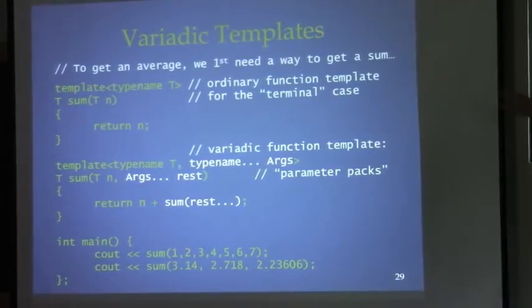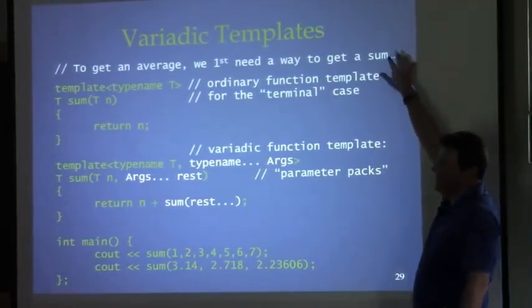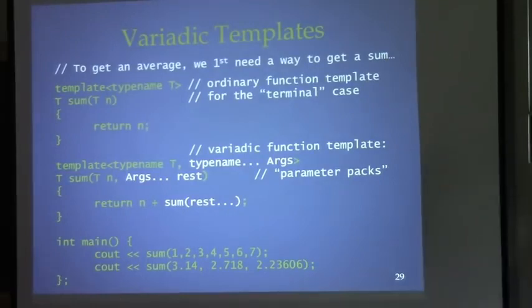Well, to get an average, we have to start with the ability to get a sum. So we're going to look at how the variadic template mechanism can be used to compute the sum of an arbitrary number of values. As it turns out, they don't even have to be the same type. This slide doesn't underscore that, but they can be different types and this will work.